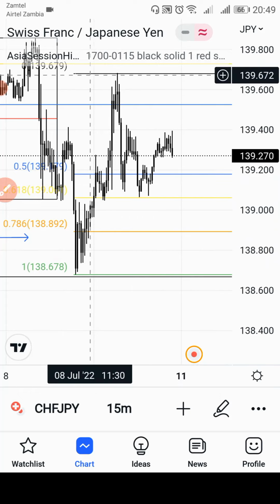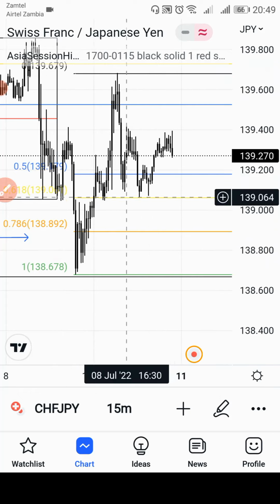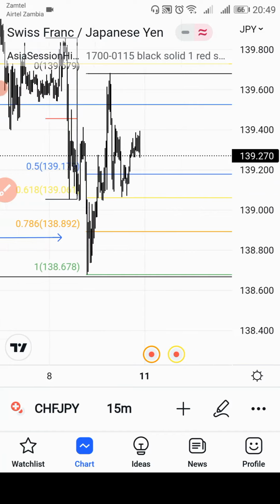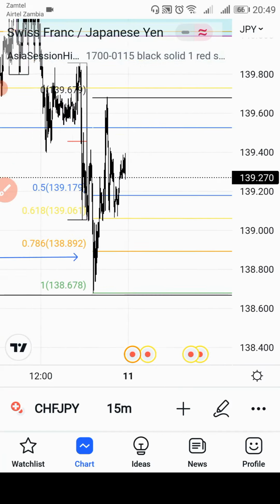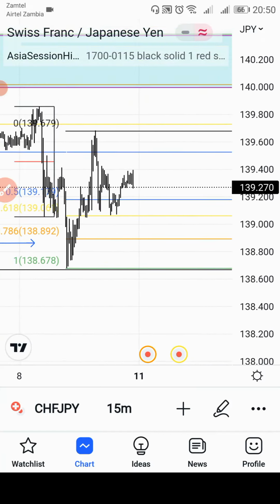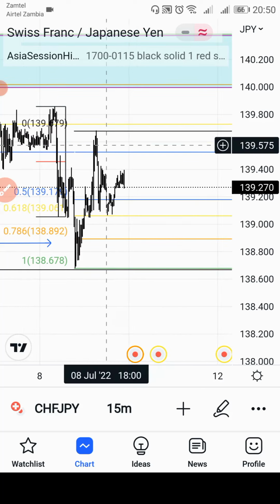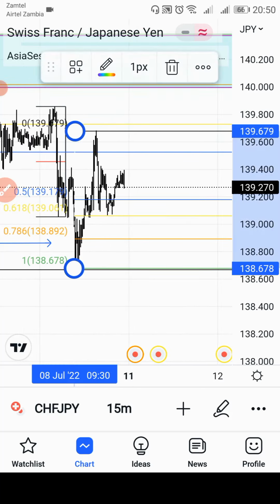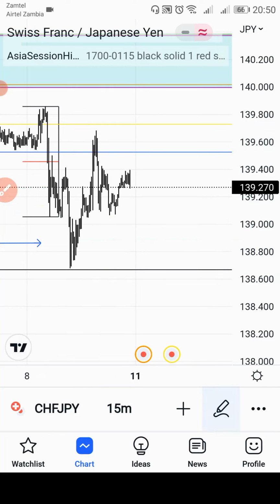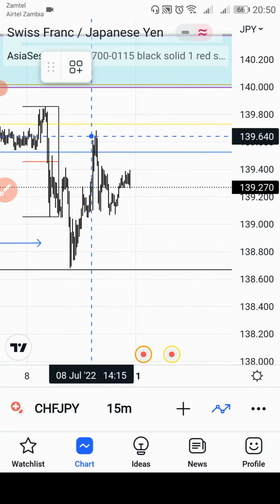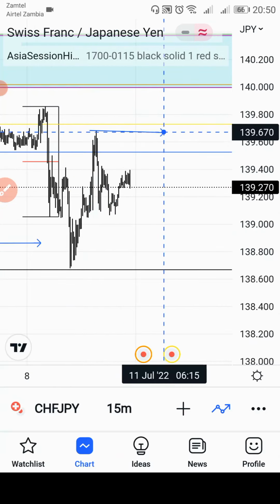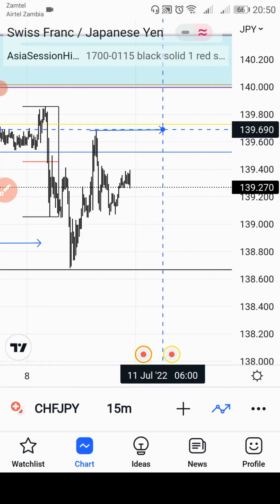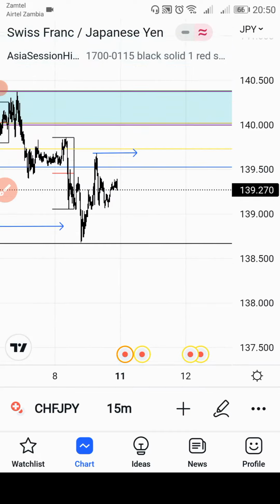I'll rather wait for this high to be taken out once more, then I'll use the next range to look for my buys. So for the 15-minute, not that much, just waiting for price to take out this high here, and therefore we can look for buys in the range that will be formed in our discount zones. So for the 15-minute, I'm looking for buys after this high is taken out.